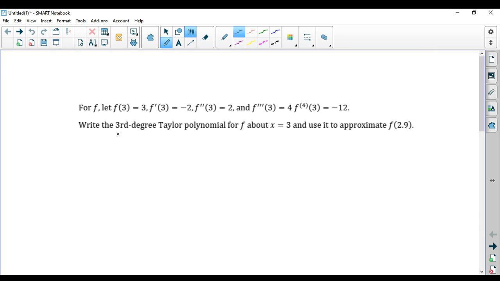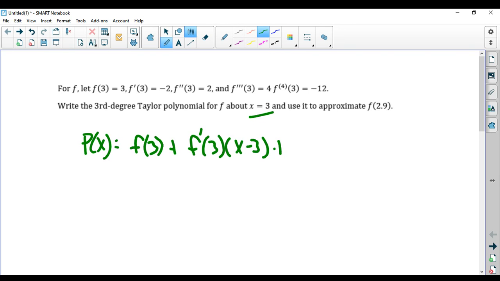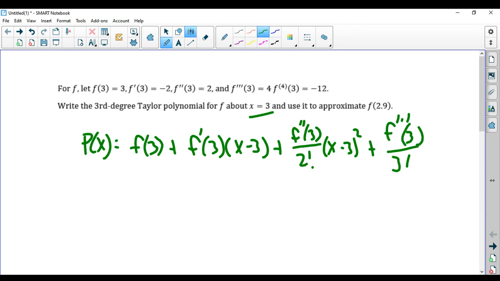A third degree polynomial for the function f, or any function f, about x equals 3 is f of 3 plus f prime of 3 times x minus 3 plus f double prime of 3 over 2 factorial times x minus 3 squared. And finally, plus f triple prime of 3 over 3 factorial times x minus 3 to the third. So you can see this derivative that looks like it's just extra. We're not going to need it.